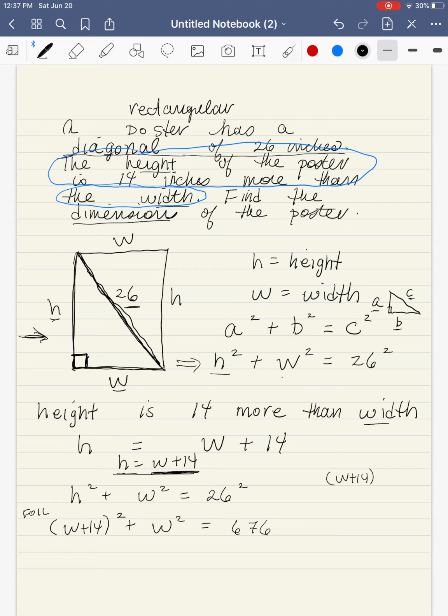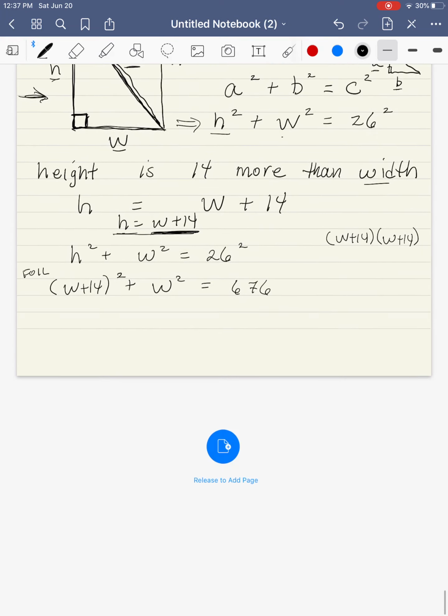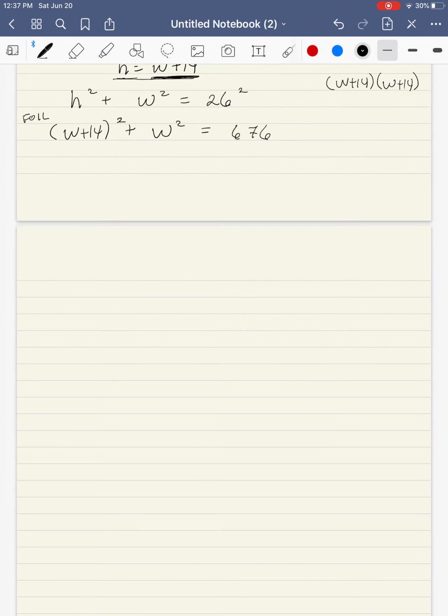I'm going to have to FOIL this out. Do not forget that when we're FOILing here, we're doing w plus 14 times w plus 14. We're going to end up with three separate terms here. See if you can do that. FOIL that out, rewrite the equation, and we'll see that's a quadratic equation. We combine like terms, and then we go through our quadratic steps to solve the equation. You go ahead and pause the video, solve this equation, and then turn the video back on.